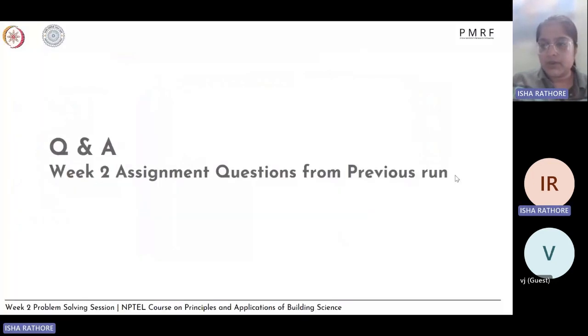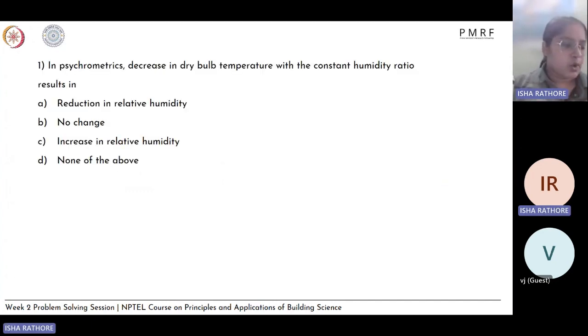So we are now going to look up assignment questions from week 2 from the previous run of the NPTEL course, because the deadline for the week 2 assignment has not passed yet. So we will not look up the solutions to those questions. We will look up the previous run of the course questions from there. And if questions are being repeated, we will omit them. So please post your answers in the chat box, or you can just unmute yourself and answer.